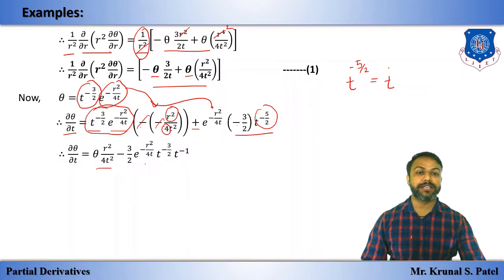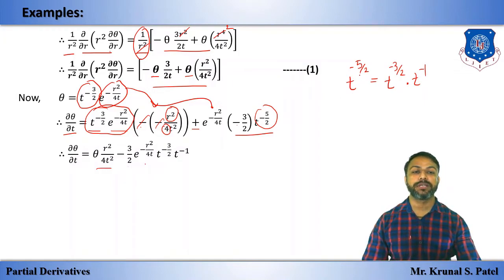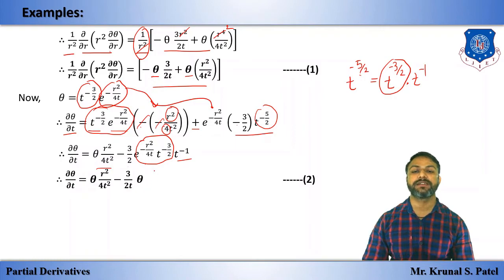will be written as t raised to minus 3 by 2 into t raised to minus 1. You can see that if the base is the same and there is multiplication, the powers add: minus 3 by 2 minus 1 is minus 5 by 2. Why am I writing this? Because this t raised to minus 3 by 2 and this e raised to combined will be theta, and t raised to minus 1 means 1 by t. So we have this term 3 by 2 as it is, this 1 by t as it is, and this is theta.